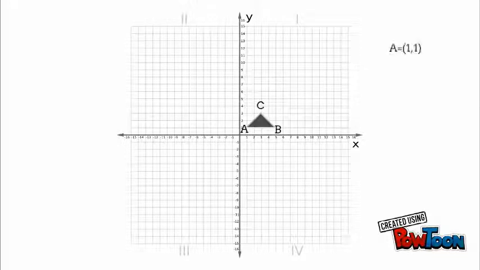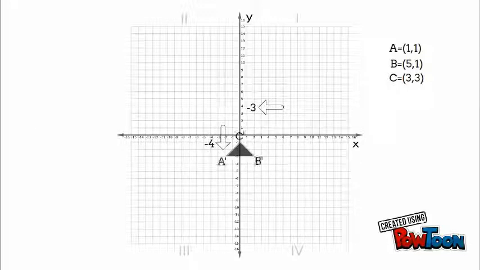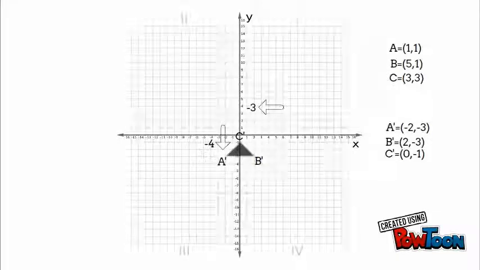To show this, we'll call the points that make up the triangle A, B, and C, with A at (1, 1), B at (5, 1), and C at (3, 3). We will translate the points -3 units on the x-axis and -4 units on the y-axis. This puts A prime at (-2, -3), B prime at (2, -3), and C prime at (0, -1).